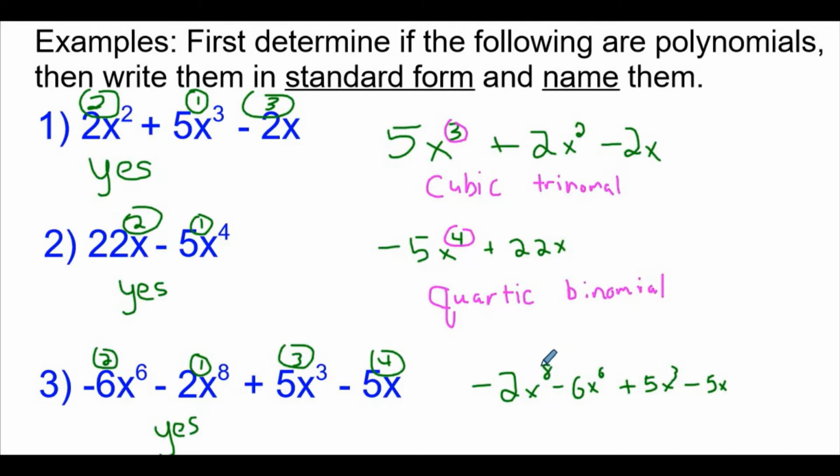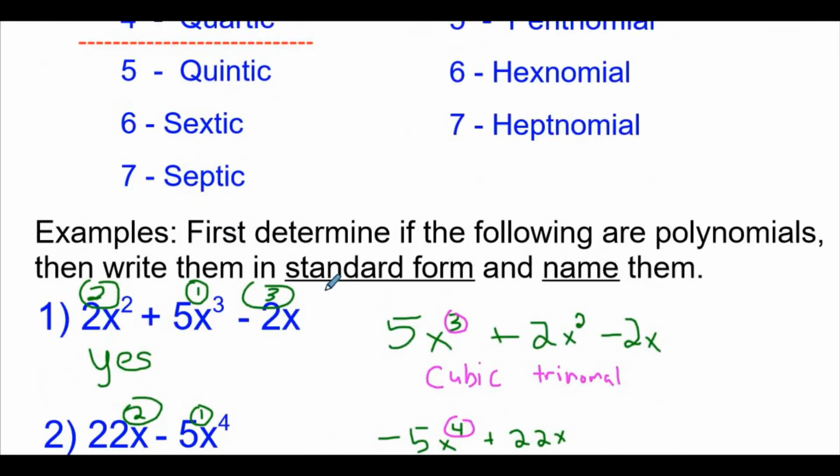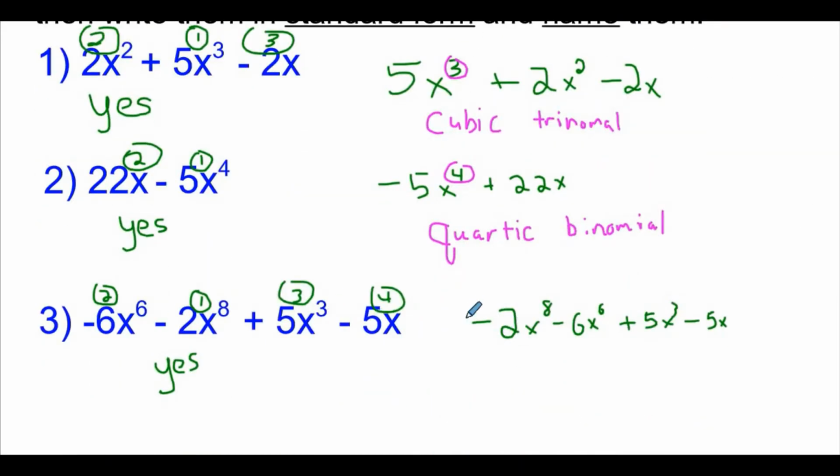The last one is an eighth. And if you wanted to, you could call that an octic. But most people, when they get above 4, just call it whatever it is. So it would be called an 8th degree, right? That's the degree. So we would call that an 8th degree polynomial. And then we would say the number of terms. And the number of terms here, right, we could call this an 8th degree quadnomial, if we wanted to.